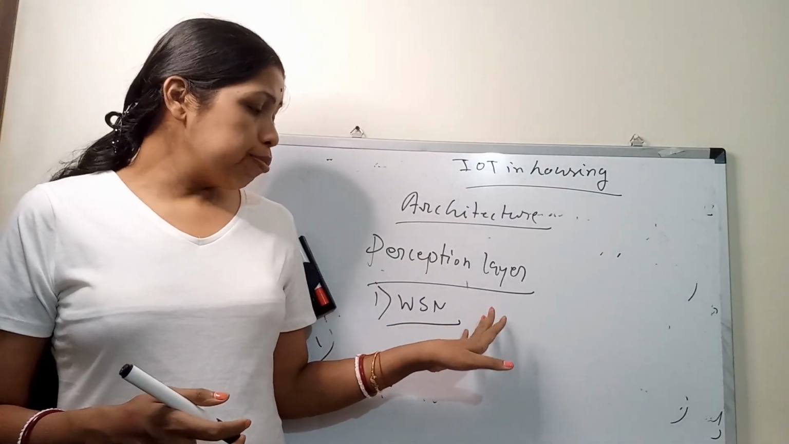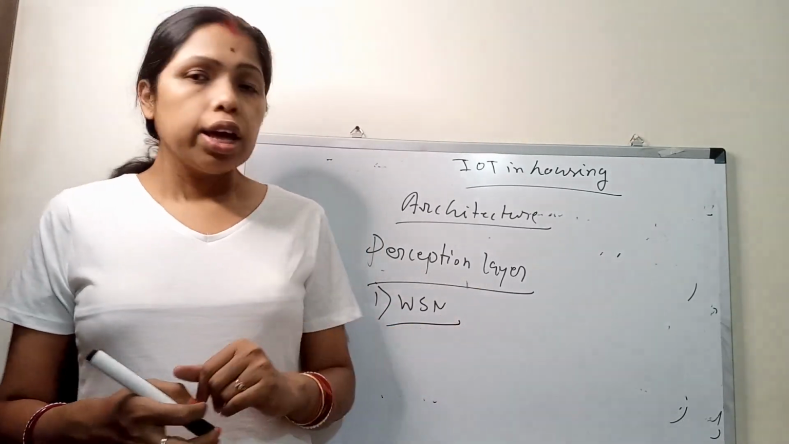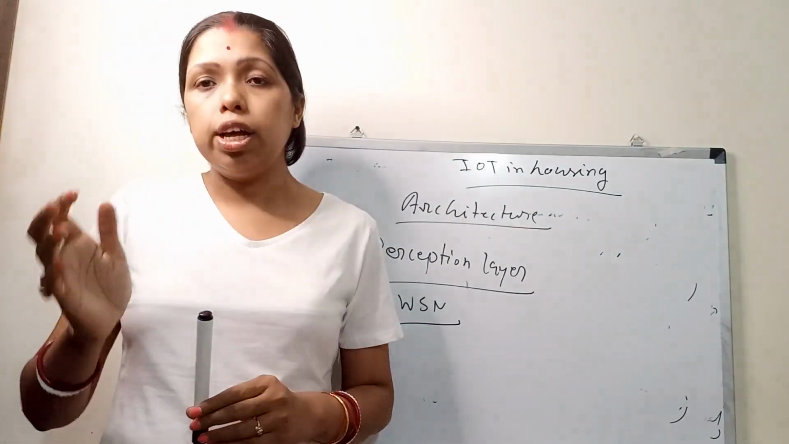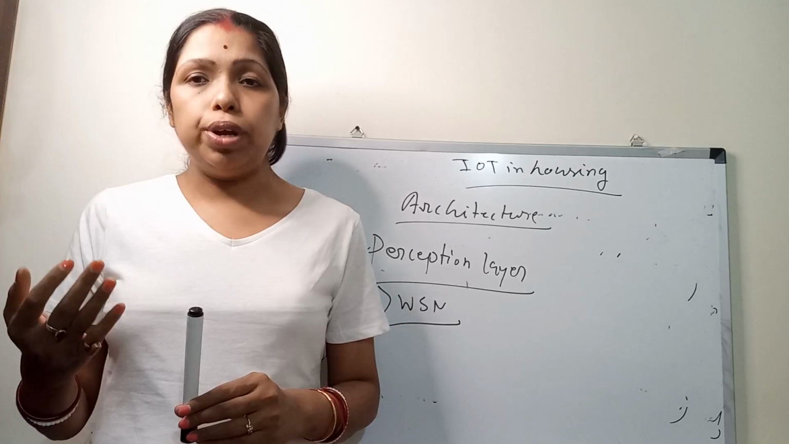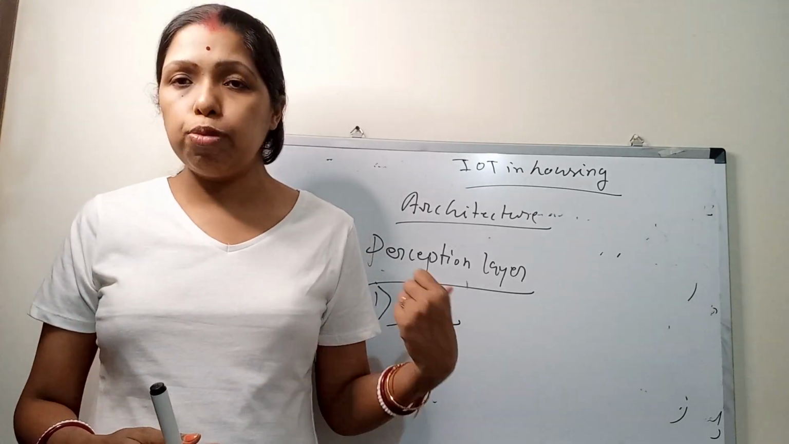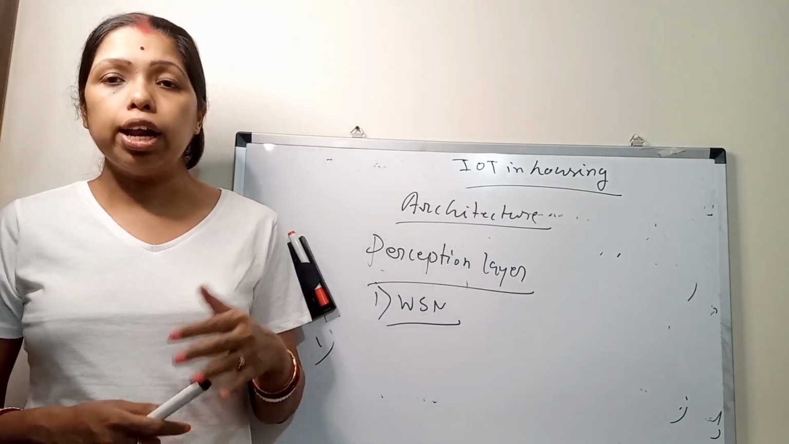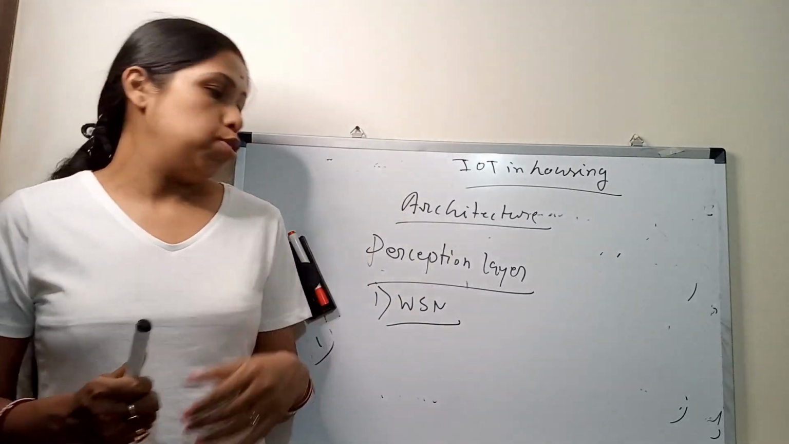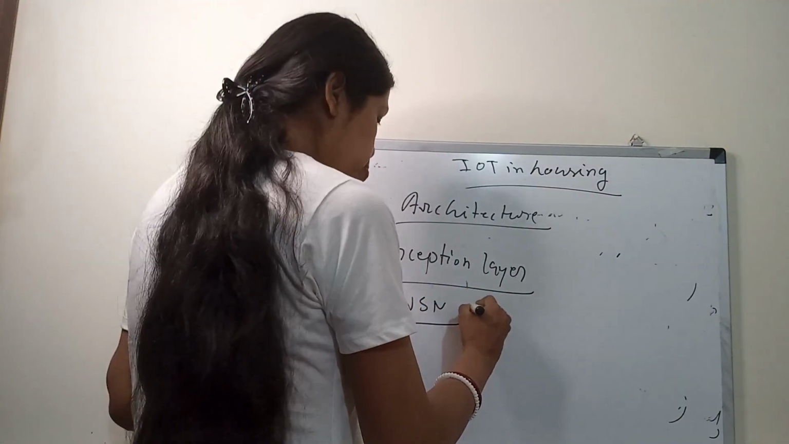By using the wireless sensor network, you can track building occupancy and temperature, pressure, humidity, any kind of environmental data through the WSN sensor, and any person's occupancy can also be detected by the WSN sensor. Environmental parameters.